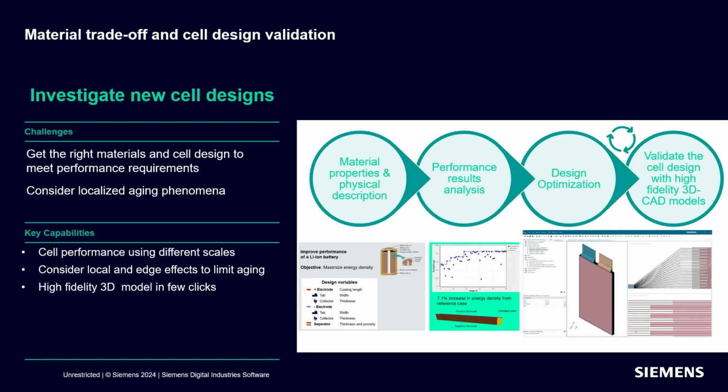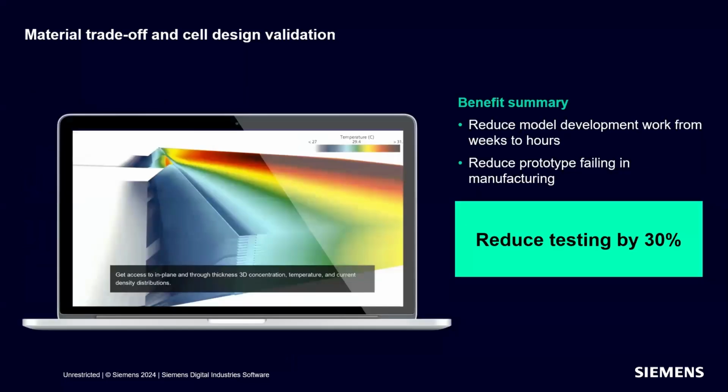However, once you've settled on a particular design or two, you can take that physics-based model that you built at the 1D level and plug that into our 3D physics-based model, which is now available through a template within SimCenter Star-CCM+, right here. Overall, through material trade-off and cell design validation, we've calculated cell designers can reduce testing by about 30% using our physics-based model of the battery cell. You can also reduce the likelihood of prototype failure during manufacturing.